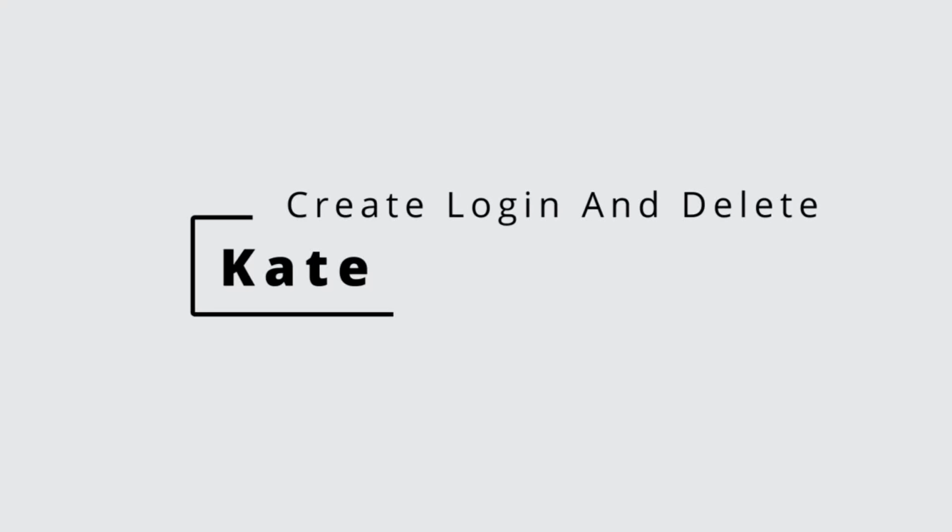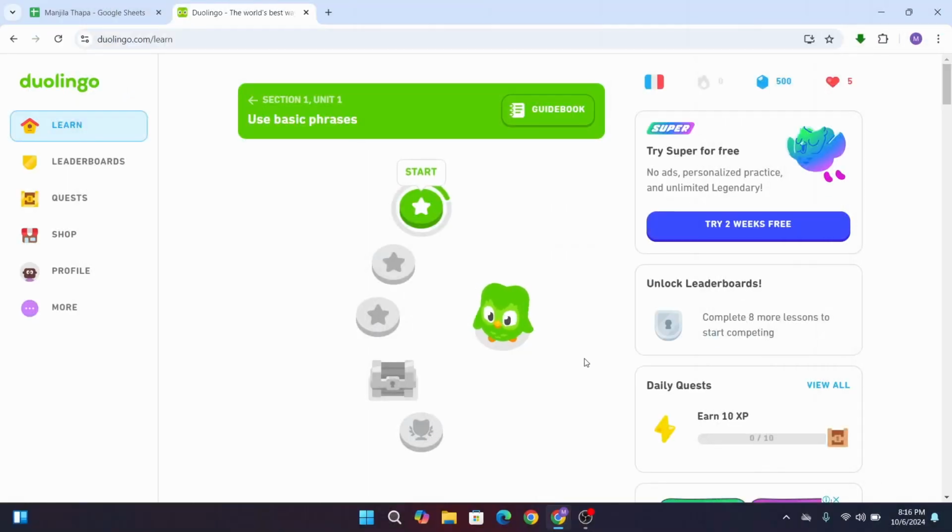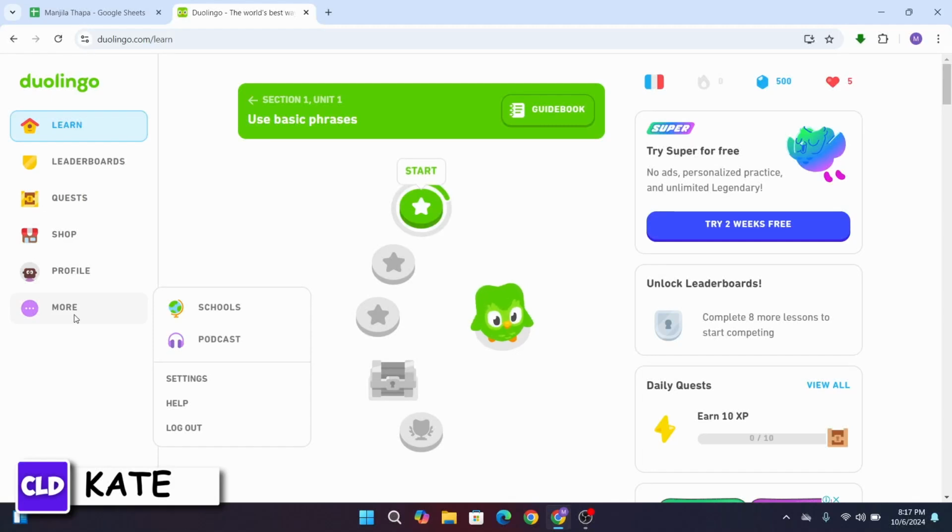And in this video, we will see how we can enable dark mode on Duolingo. So let's get started. First of all, go to duolingo.com and make sure to log in with your account. Once you're logged in, now you navigate to this menu at your left hand side and from there click on More.